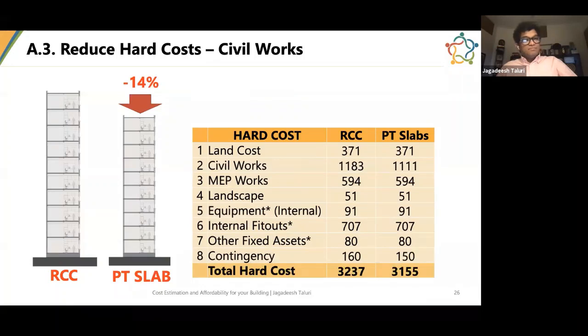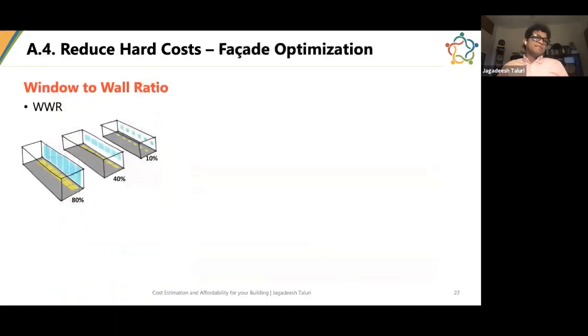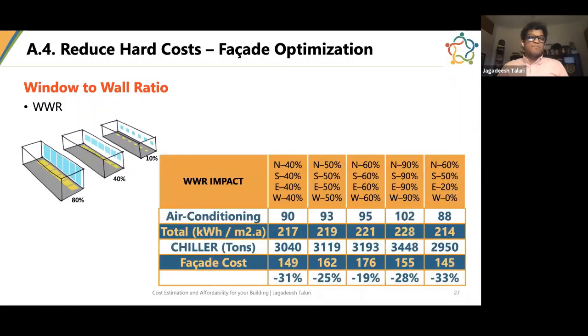And if you look at it in terms of the overall project cost, it will still be considerable. It will be reducing 2.5% of the cost. In the same way, you can also take it further. You can use facade optimization if you actually use parametric studies to right size your window wall ratios.